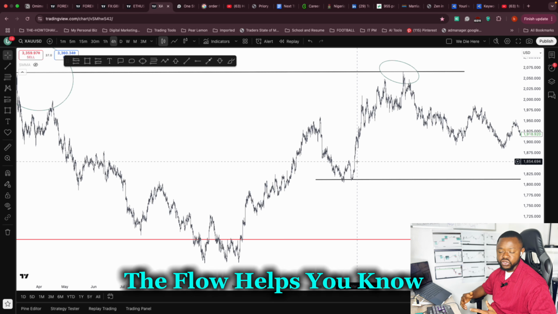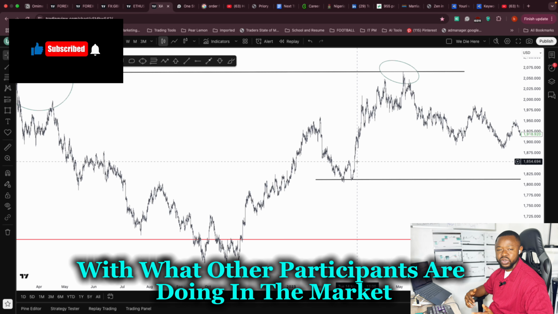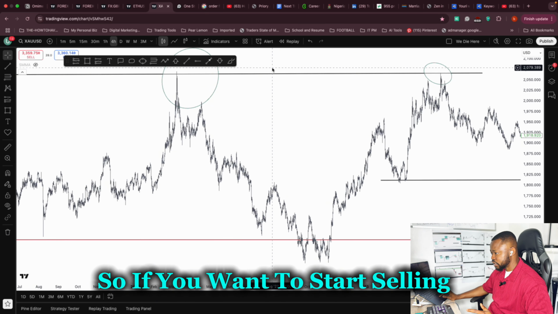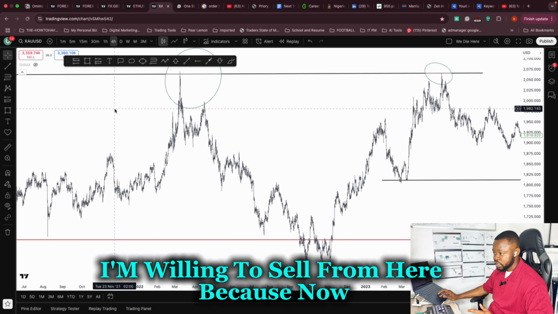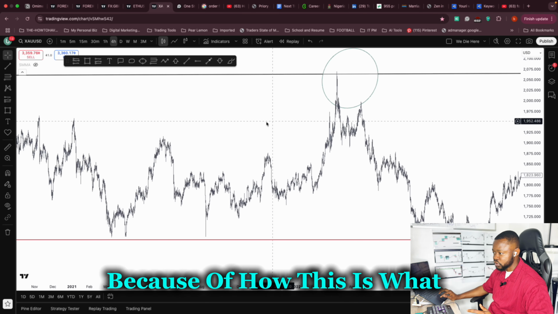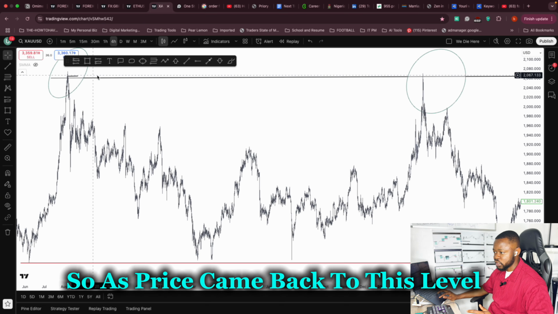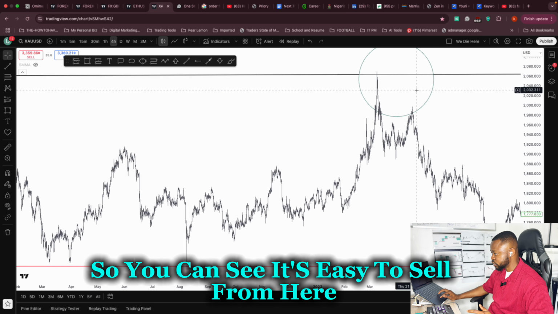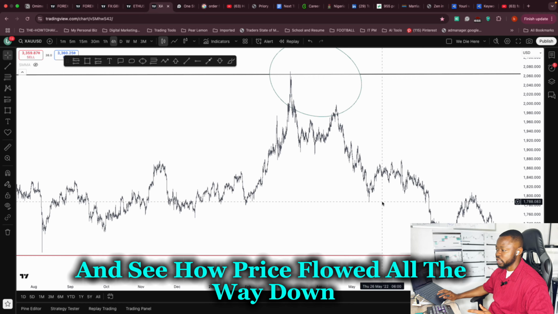The flow state in the market helps you stay in tune with what other participants are doing in the market, what the big players are doing in the market, basically. So if you want to start selling, you can see as price came here the second time, I'm willing to sell from here because this is what technical analysis does. Price has a memory. So as price came back to this level, there are sellers ready to sell. So you can see it's easy to sell from here and see how price flowed all the way down.